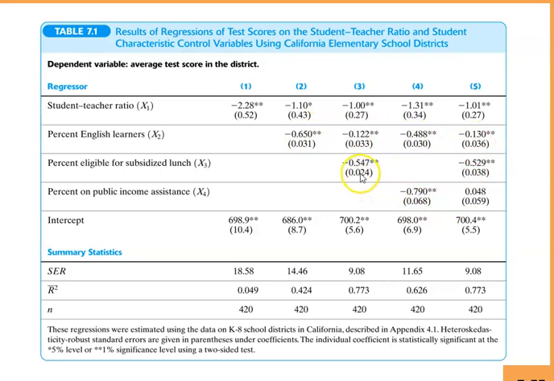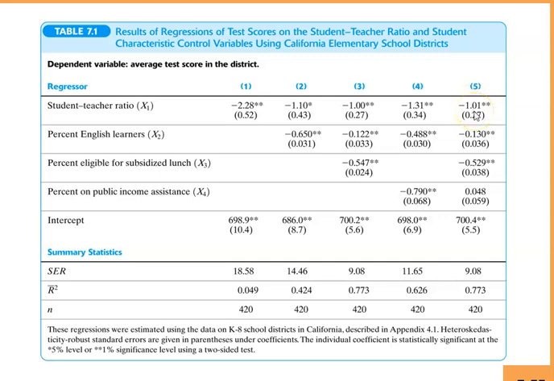And after that you're basically testing to see how the inclusion of the control variable of subsidized lunch changes your coefficient of student-teacher ratio, and when you exclude this one and include the percentage of students on public income assistance, how does that affect your student-teacher ratio? And finally, in the last model specification, you include all the control variables along with your variable of interest to see how that affects your student-teacher ratio.